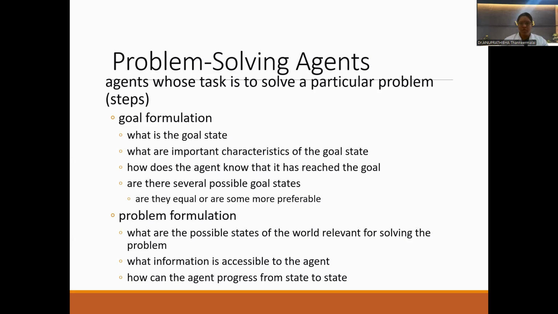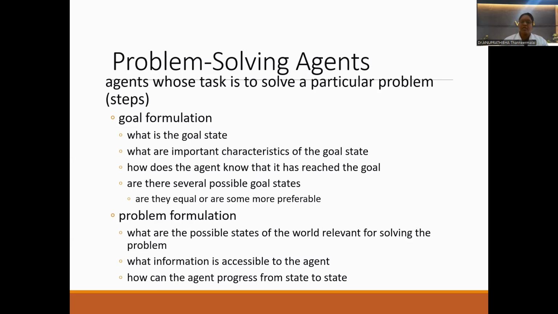First one is goal formulation. What is a goal state? What are important characteristics of the goal state? How does the agent know that it has reached the goal? Are there several possible goal states? Are they equal, or are some states more preferable? And this is regarding the goal formulation.